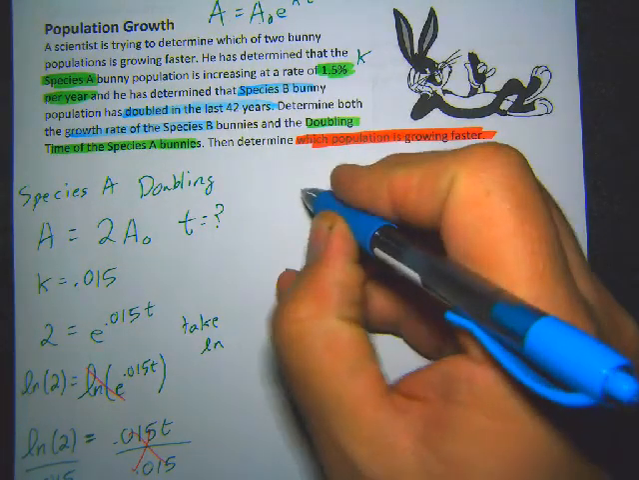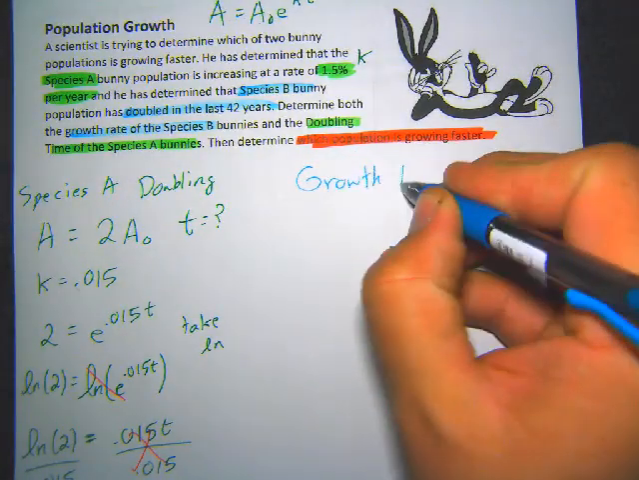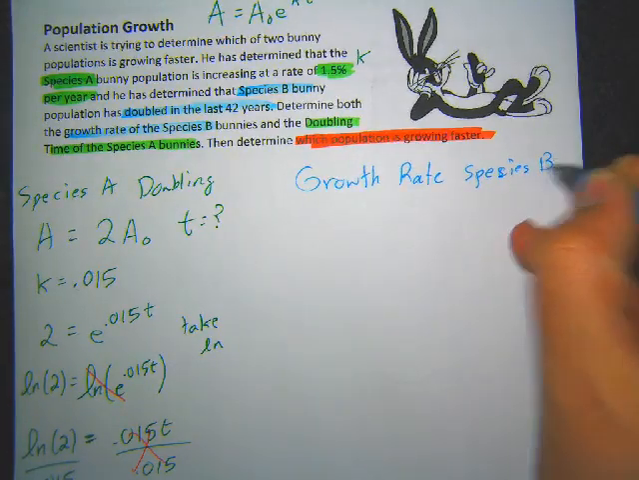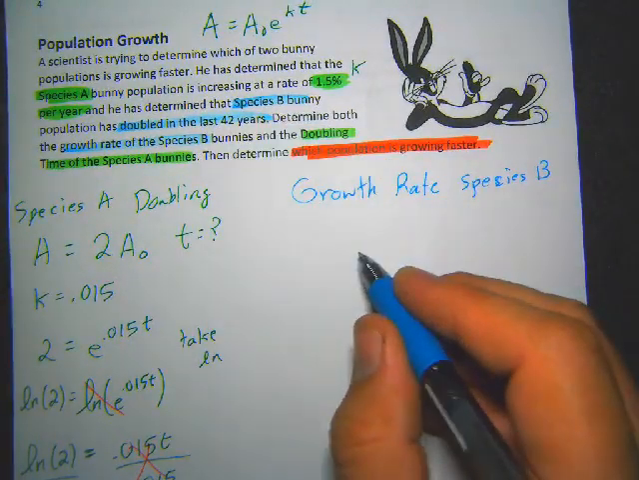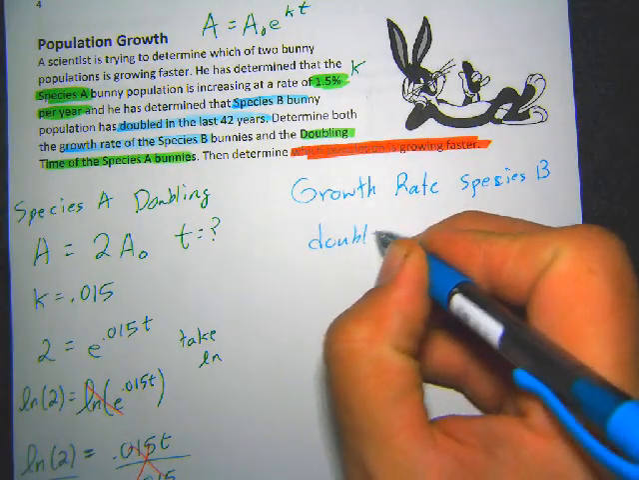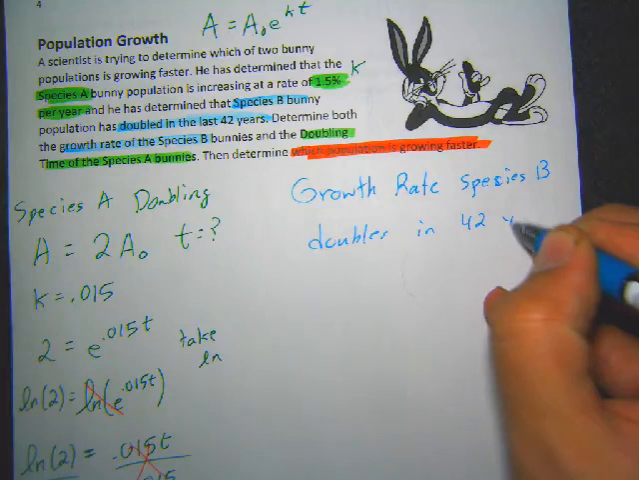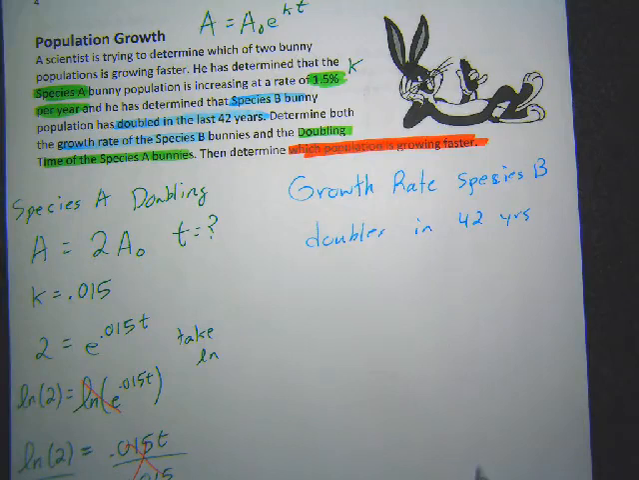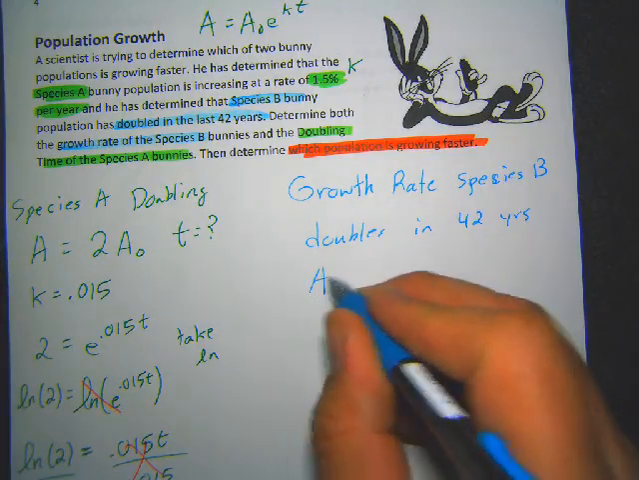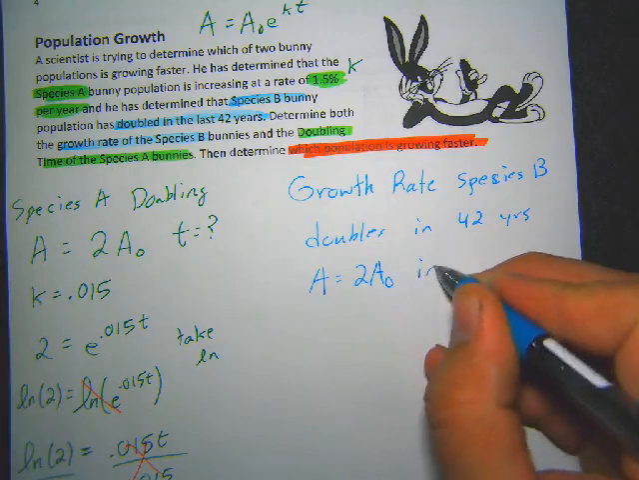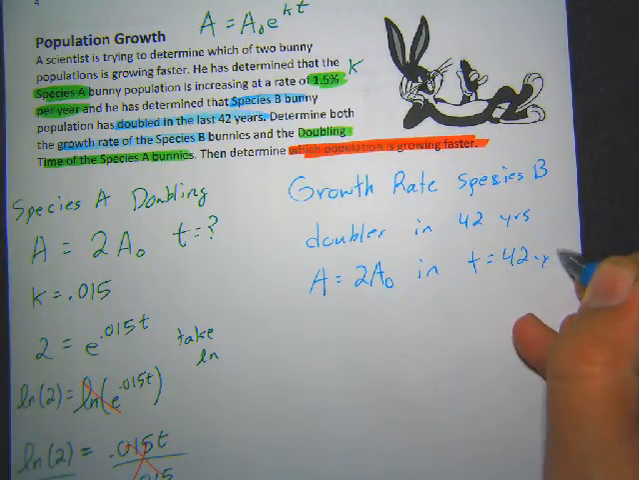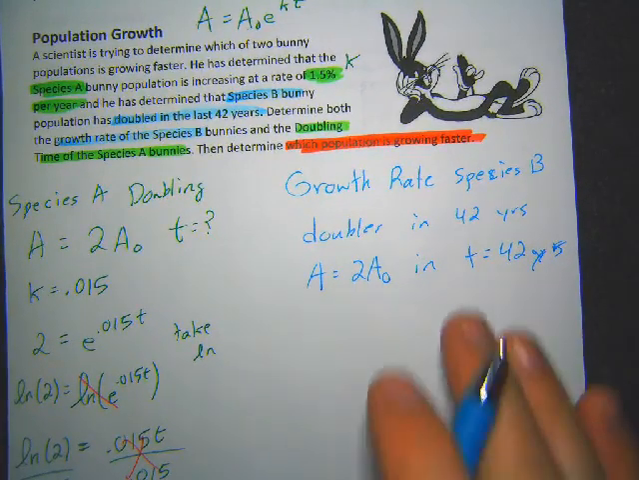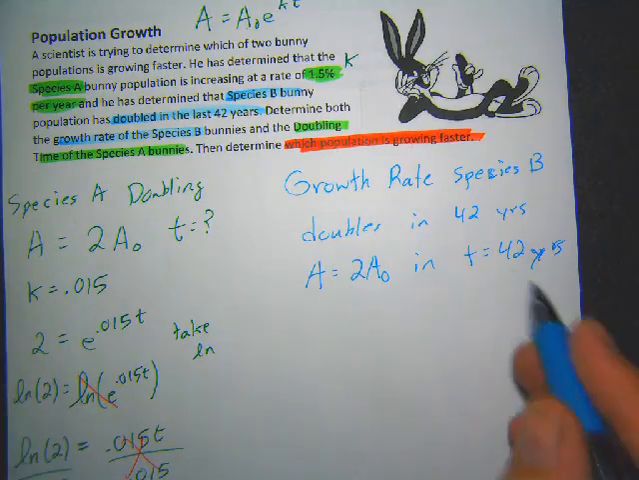We're going to find the growth rate for species B, because that was what we were asked to find. So for this one, they have the doubling rate, so it doubles in 42 years. So that's what we're going to use to do this one. We're going to use the fact that we know how fast it doubles. So we know that the final amount will be twice the starting amount in time equals 42 years. So if you use a time of 42 years, then we can actually figure out what k is, because we know it's going to double. So we use time is 42 years.